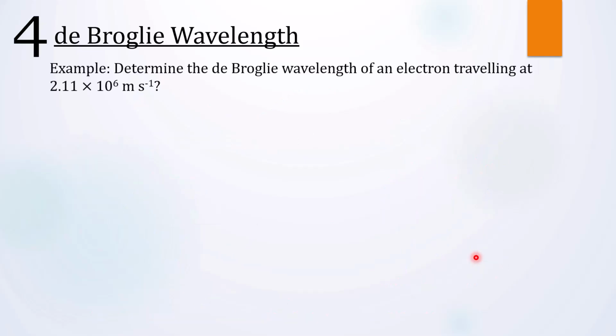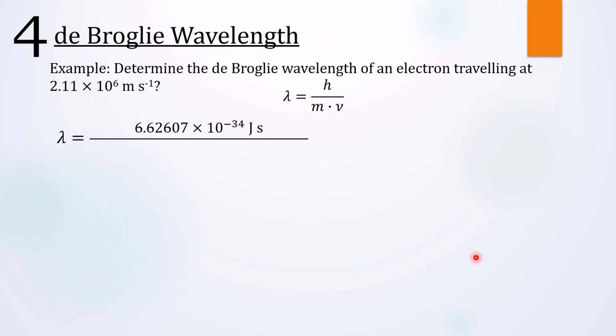So let's take an example. Let's take an electron traveling pretty fast, 2.11 times 10 to the 6 meters per second. And let's see if we can determine the de Broglie wavelength. So here's our equation for the de Broglie wavelength. Lambda is equal to Planck's constant divided by, now the mass of an electron is 9.11 times 10 to the minus 31 kilograms. I want to make sure that I'm working in SI units here. And then this is the velocity that's given to me in meters per second, or meter second inverse.